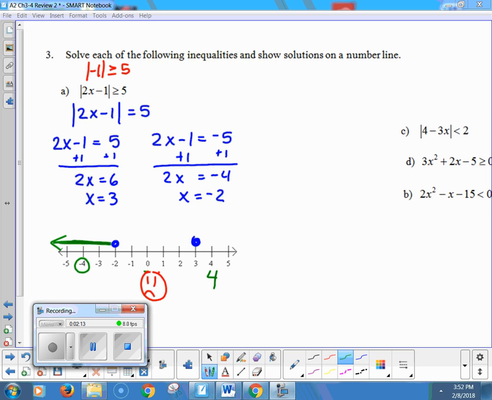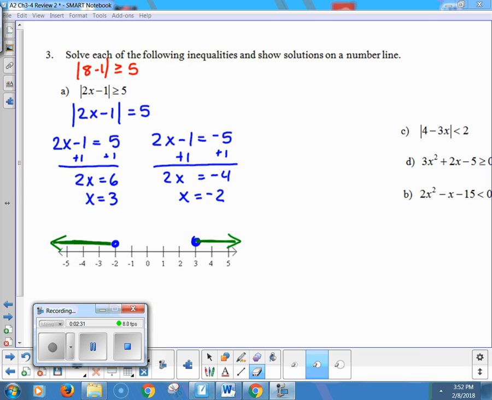And I could test positive 4. If I test positive 4 in my original inequality, I get the absolute value of 8 minus 1. Is that bigger than or equal to 5? And it most certainly is. So this region seems to work over here.